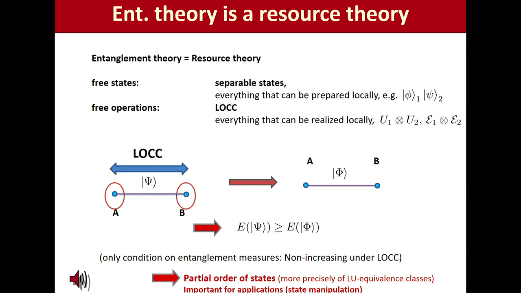Okay, so this means that when we study LOCC, we get an ordering in the set of states in the sense of how entangled they are. Okay, so if I can do this transformation, then this state has to be more entangled than this one. And the important thing here is that it doesn't depend on the measure that you use in order to measure your entanglement. Okay, so as you know, in a multipartite setting, you will have many entanglement measures, and for any entanglement measure, this has to hold. In fact, that's the only requirement that you have on an entanglement measure, that it's non-increasing under LOCC.